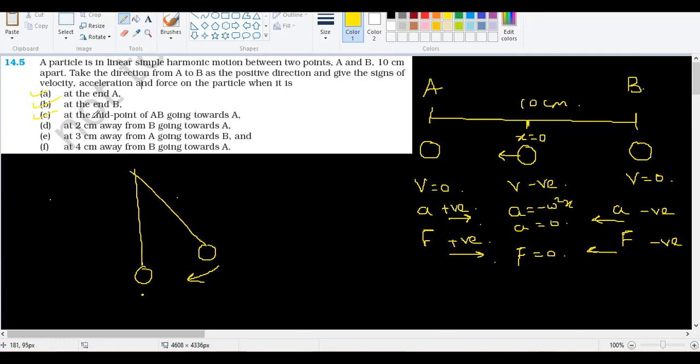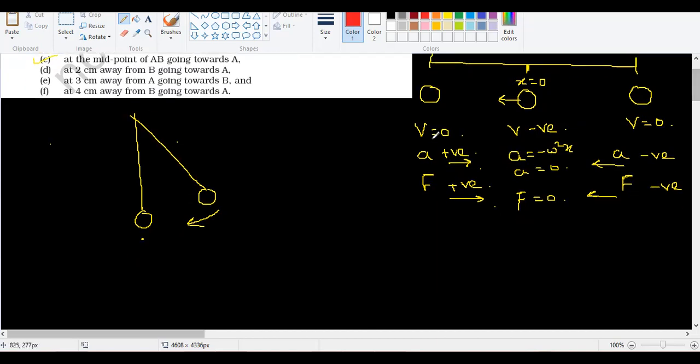Once you understand these first three things, I think all these things are going to be easy. So let's try this one: 2 centimeters away from B going towards A. I don't have enough space here, so I'm going to redraw this. Take down this properly. This was question A, this was B, this was C. Now we are going to D.